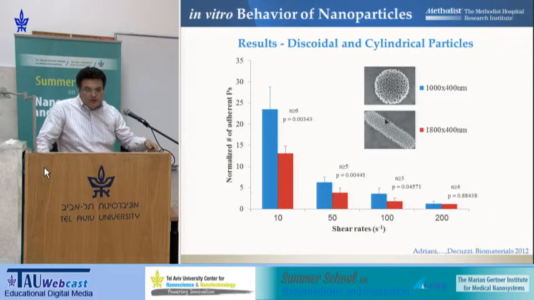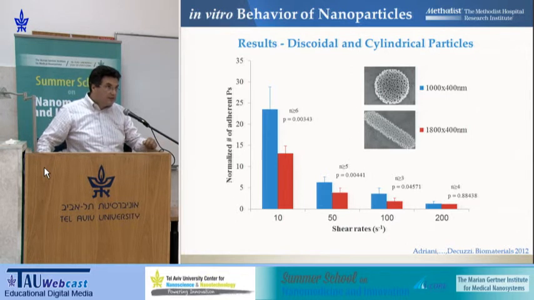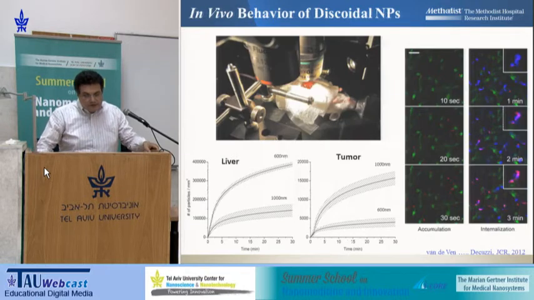Of course, we show that the discoidal are more efficient than the cylindrical at a fixed volume. There are, of course, papers out there that say the opposite, but they are not considering a fixed volume, so it's not a fair comparison. And then we perform in vivo experiments using intravital microscopy. I won't go into the details because we have seen already very nice presentations the day before yesterday and yesterday regarding intravital microscopy. And we injected two different types of particles, 600 by 200 nanometers discoidal and 1,000 by 400 nanometer discoidal. And we look over time at the accumulation into the liver and the accumulation into the tumor.